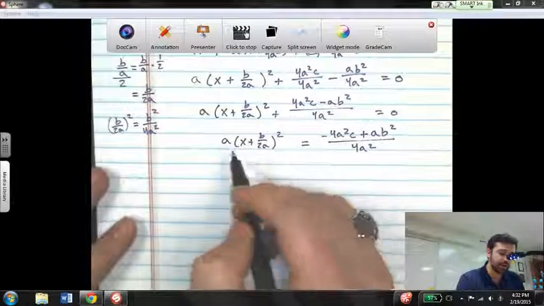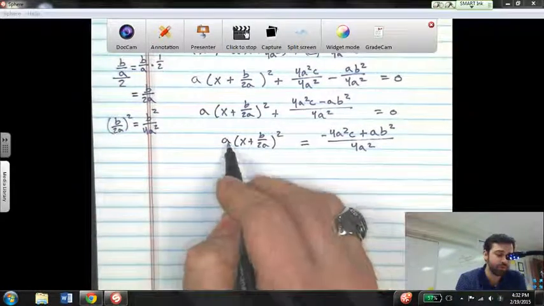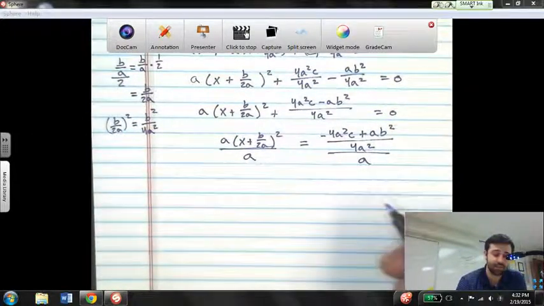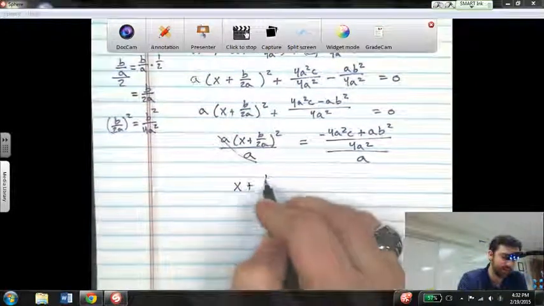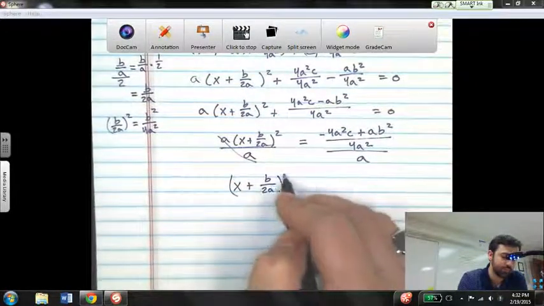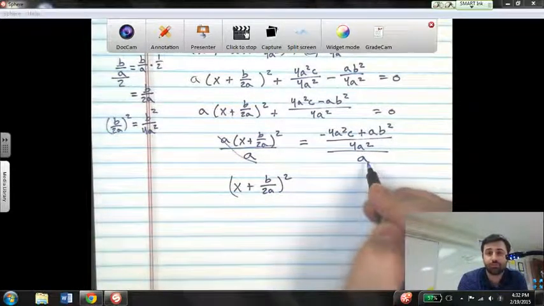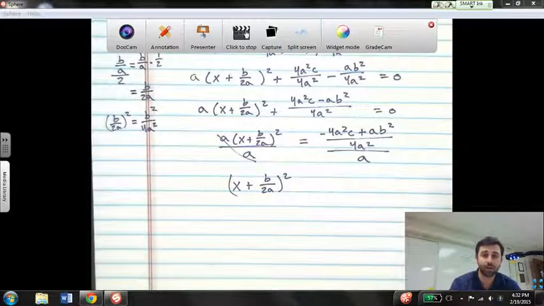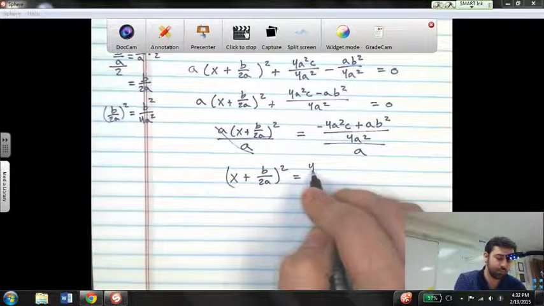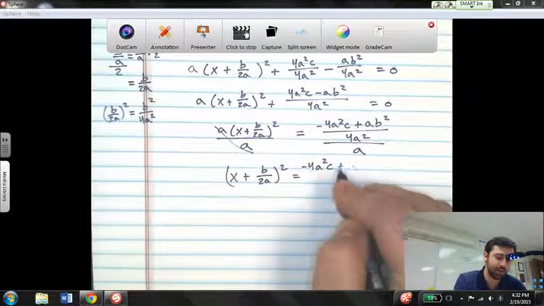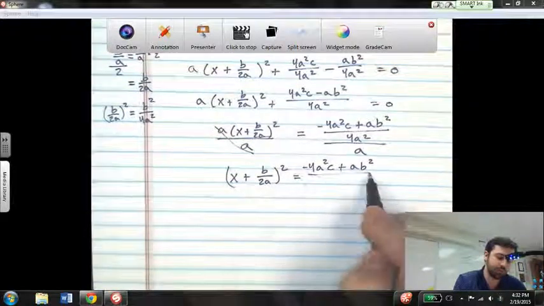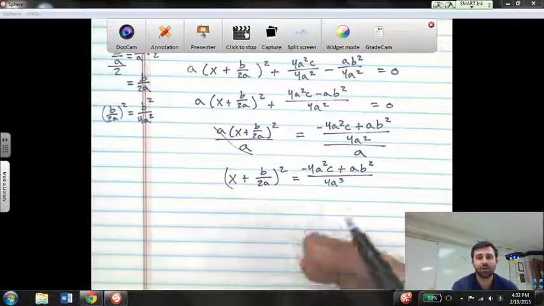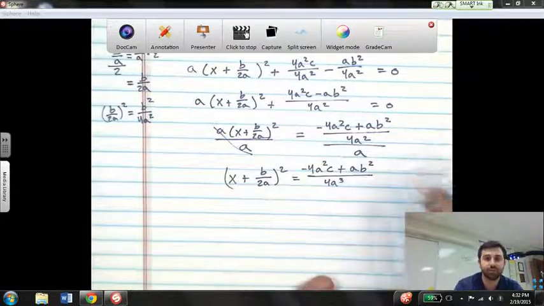And so now I'm solving for x. In order to do that, I need to divide both sides by a. This once again is the same as saying keep, change, flip. Dividing by a constant a is the same as multiplying by the reciprocal 1 over a, which would give me negative 4a squared c plus ab squared all over 4a cubed. Now I can simplify. There are a lot of exponents, a lot of variables here in this fraction that I can simplify.